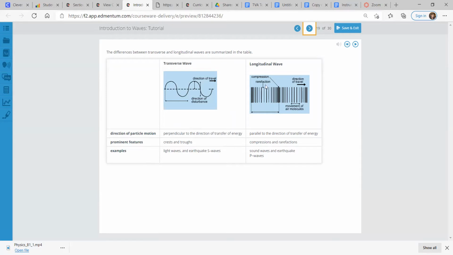So here's a good visual aid to show you the difference between transverse and longitudinal waves. It shows you the direction of particle motion, prominent features like crests, troughs, or compressions and rarefactions, and then the examples. Transverse waves are light waves and S waves. Longitudinal waves are sound waves and earthquake P waves.